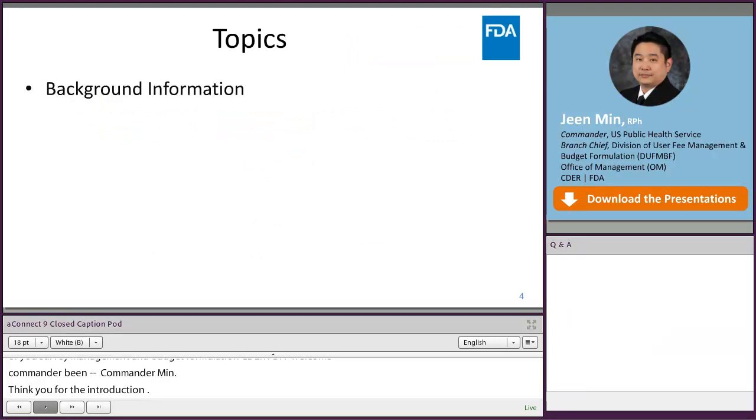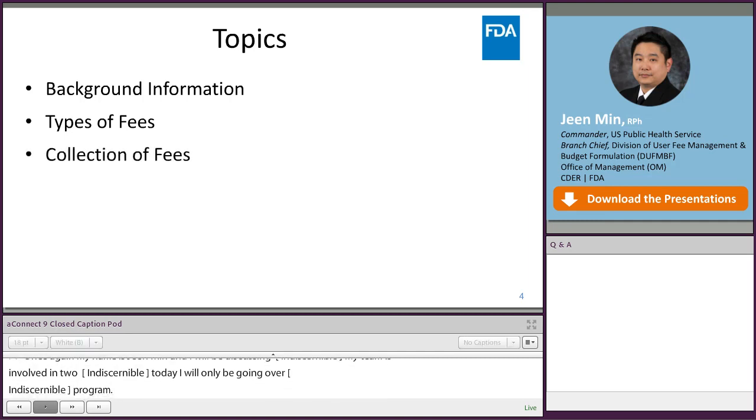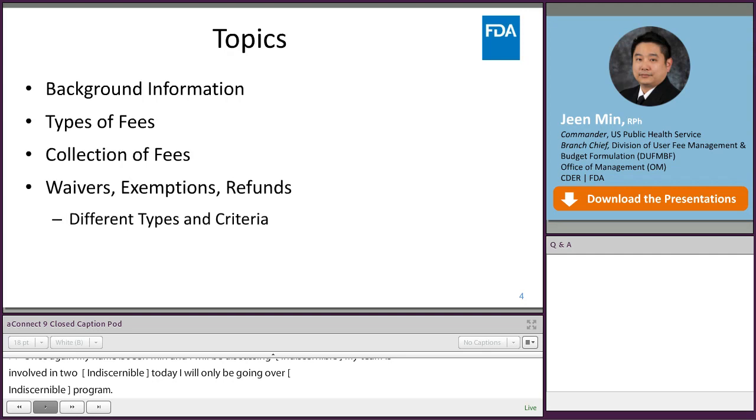Some topics I'll be discussing. I'll be going over some of the background information, providing some history on PDUFA, where it comes from, and what authority it gives FDA. I'll explain the different types of fees that are currently under PDUFA. I'll be going over when and how fees are collected. Then I'll talk about waivers, exemptions, and refunds, the different types, and what criteria are needed in order to qualify for them. And then I'll explain some of the technical administrative aspects of where, when, and what to submit.